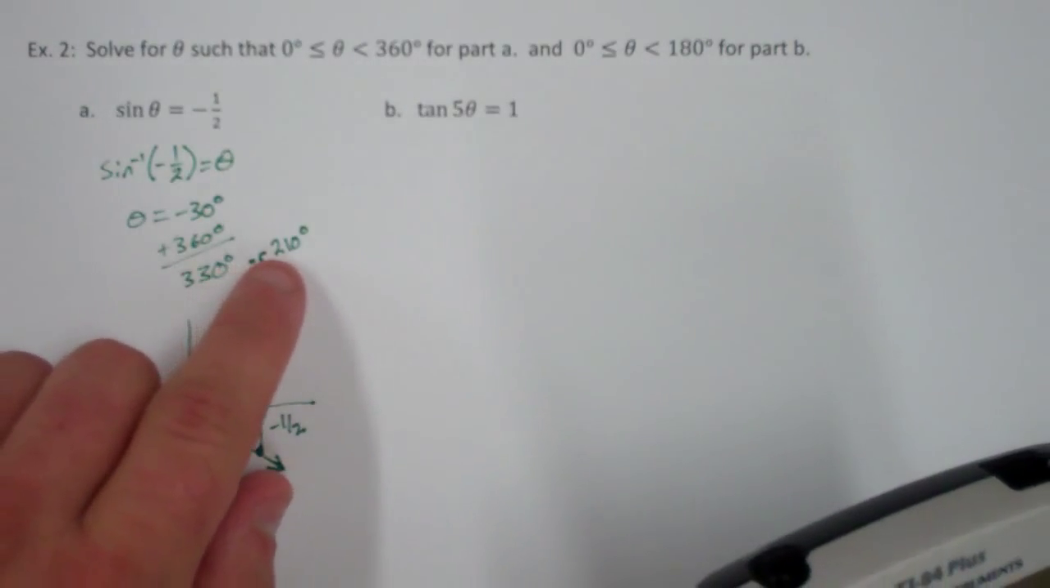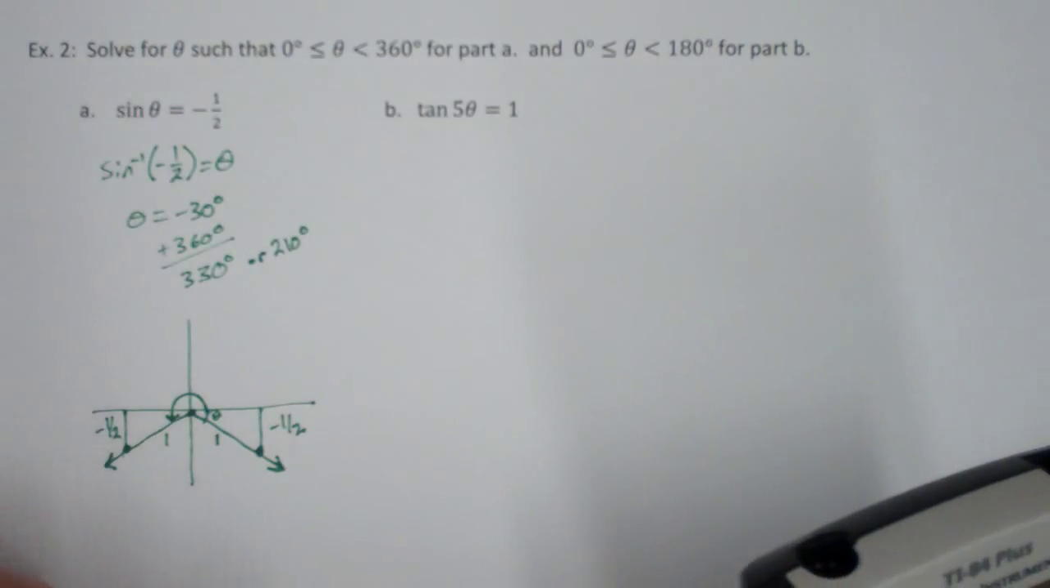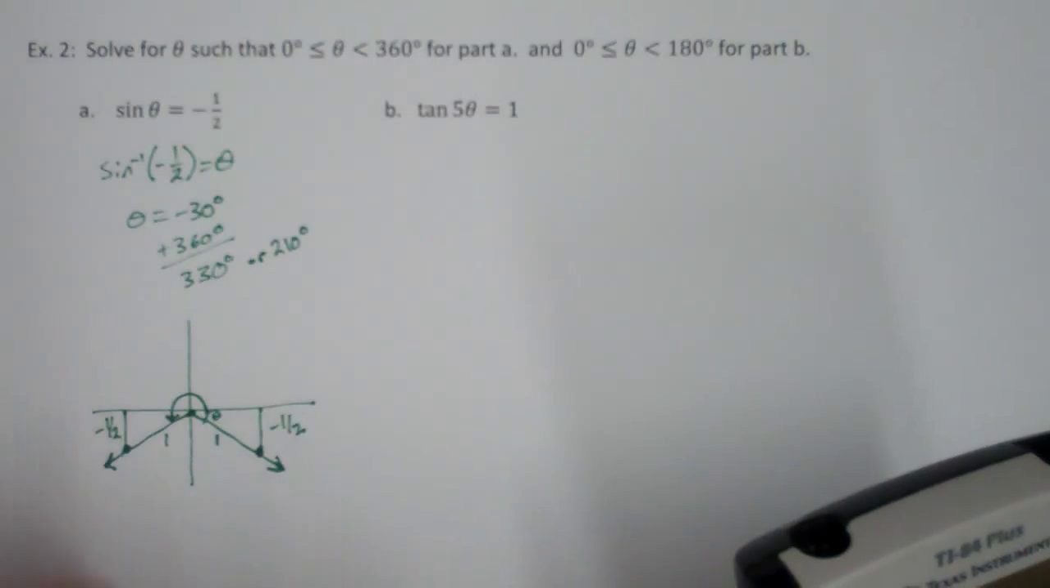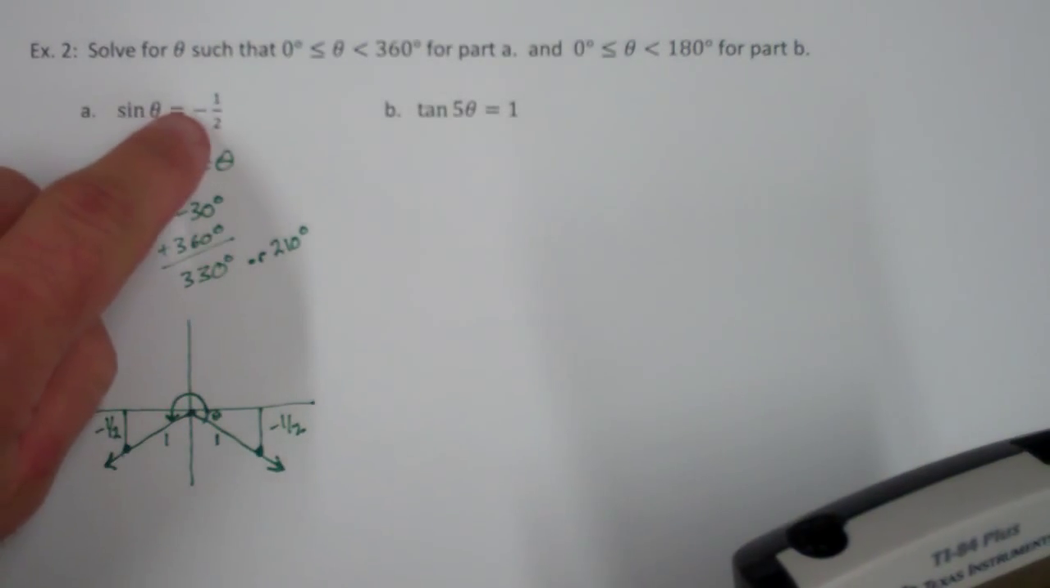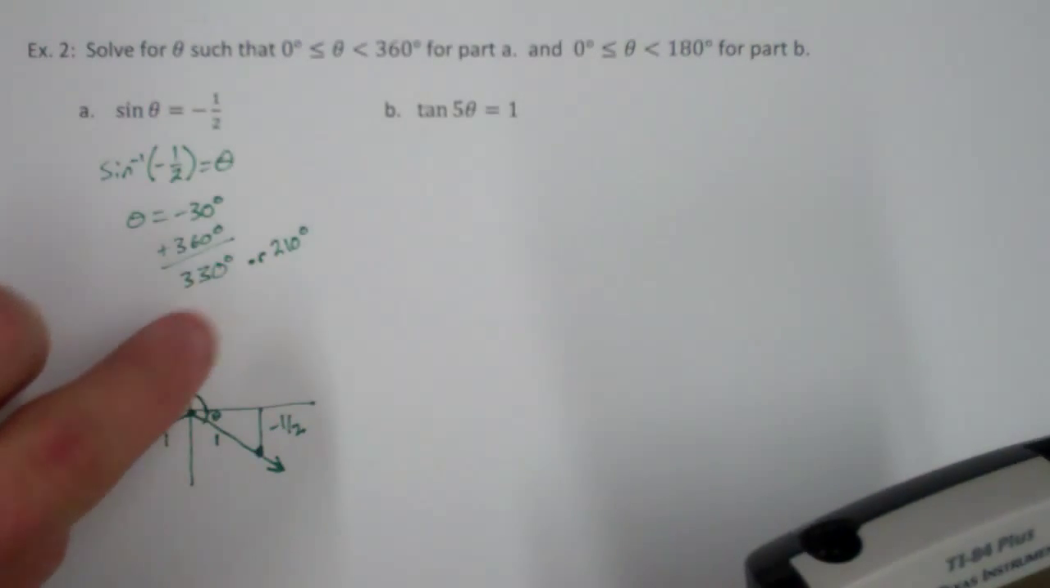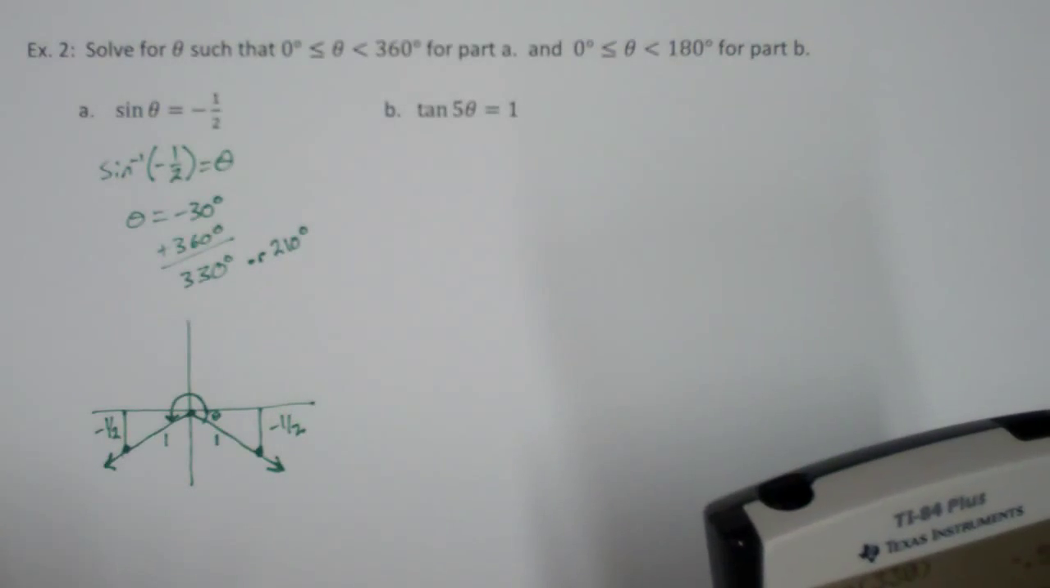So these two angles between 0 and 360 both have a sine of -1/2. We don't have to worry about quadrants 1 and 2 because that value is negative, and any y value up here is going to be positive.